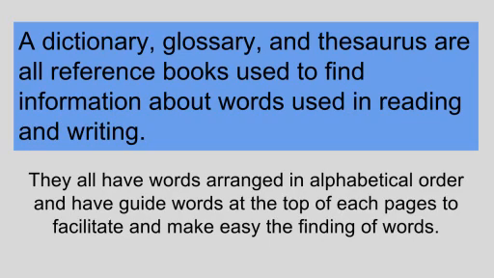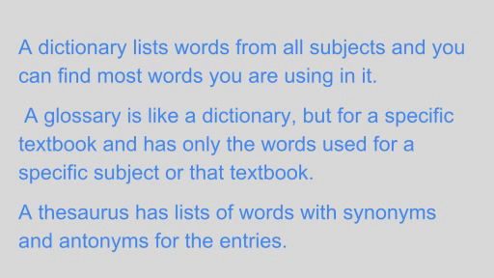A dictionary, glossary, and thesaurus are all reference books used to find information about words used in reading and writing. They all have words arranged in alphabetical order and have guide words at the top of each page to make the finding of words easy. A dictionary lists words from all subjects, and you can find most words you are using in it. A glossary is like a dictionary, but for a specific textbook, and has only the words used for a specific subject or that textbook. A thesaurus has lots of words with synonyms and antonyms for the entries.